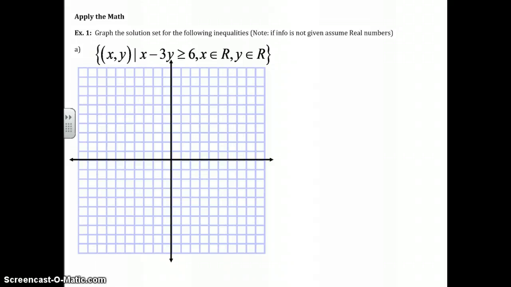Hi, and welcome to 6.1 example 1a. Here we want to graph the solution set for the inequality x minus 3y is greater than or equal to 6.